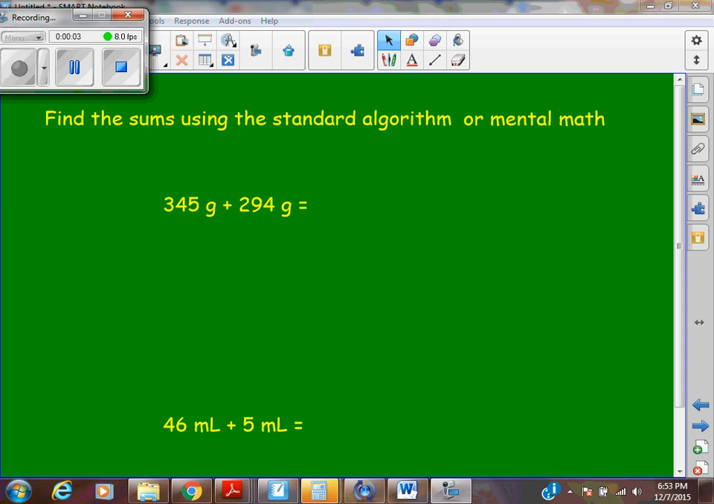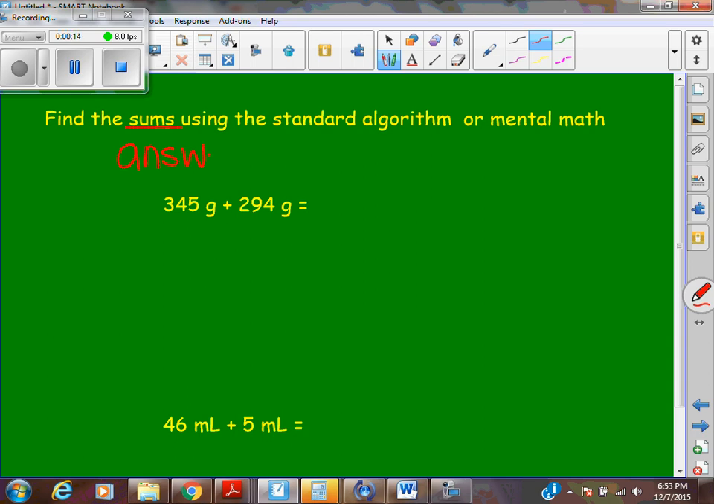Find the sums using the standard algorithm or mental math. Today, we're going to talk about sums. Sum is the answer you get when you add. So, every time you add something together, the answer is called the sum.